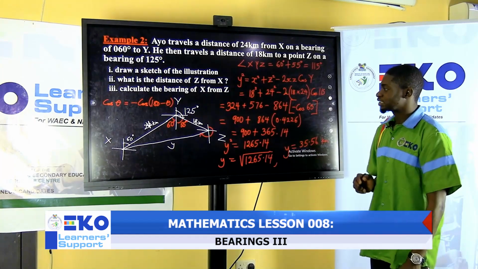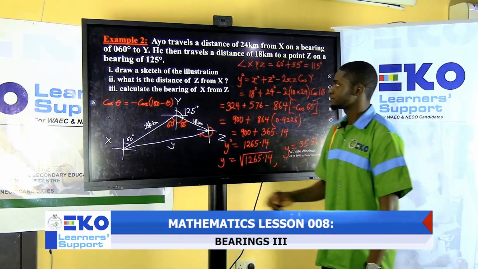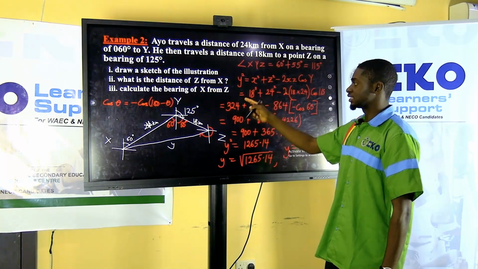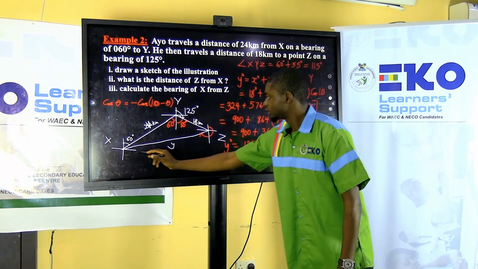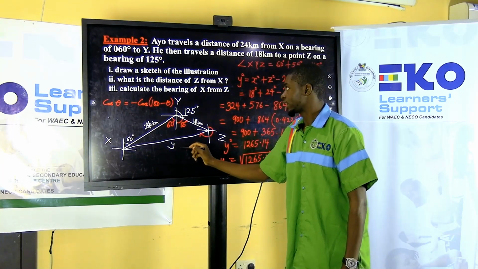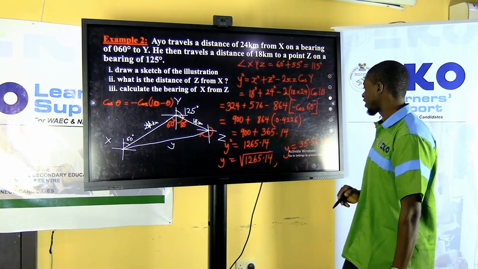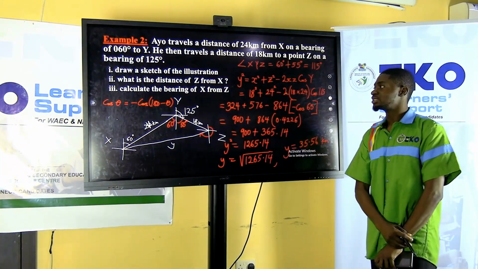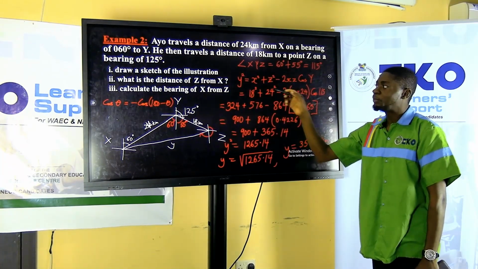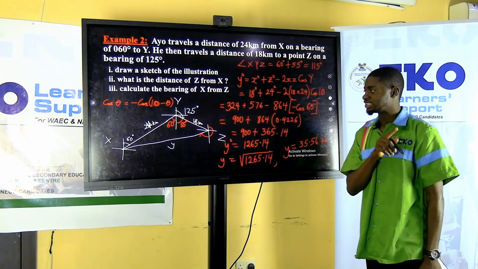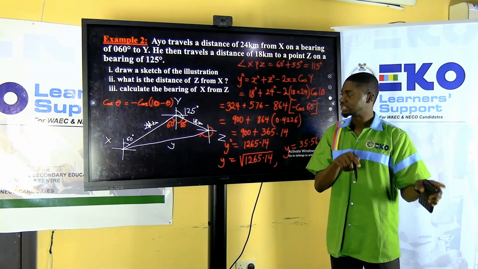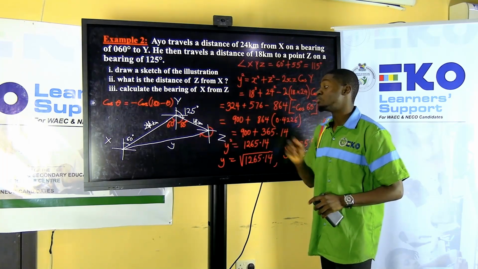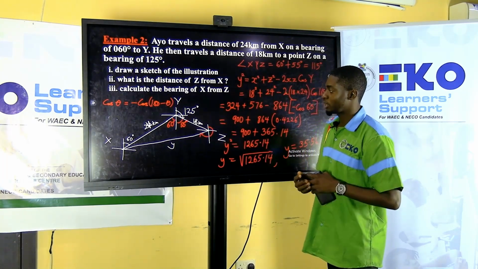So we will now give our statement that the distance of Z from X. Remember, the distance of Z from X, which we have labeled as y, is 35.56 kilometers. So we are done with that. The next thing is to calculate the bearing of X from Z. Bearing of X from Z, which we have marked out here. I want to believe that you have sketched this in your book and you have marked it out, so we know where we are going.